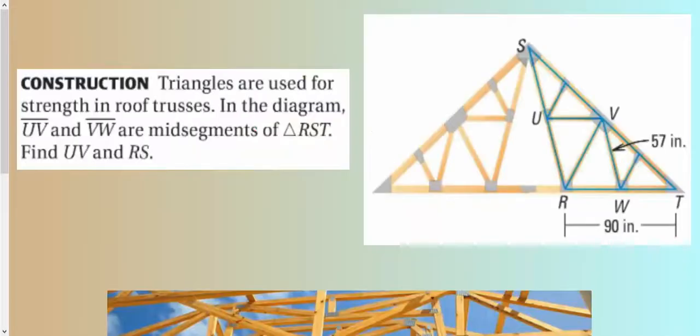And I'm going to do most of the coordinate proof stuff in class, but I'm going to show you kind of how to set them up during this video. So here we have a bunch of midsegments in this triangle. So if this is 57, we're going to double that to get 108 for SR, and this is 90, so we're going to cut that in half to get 45 for UV.